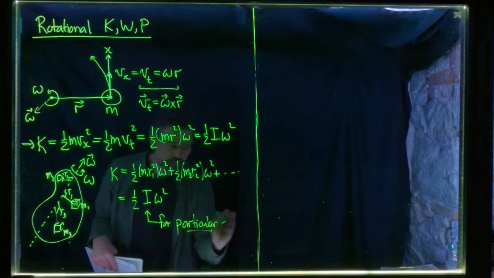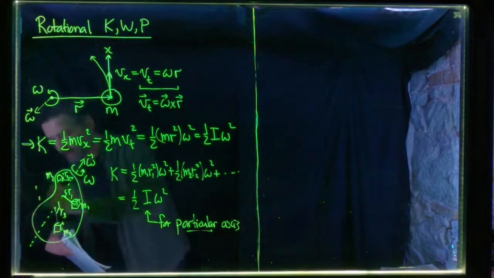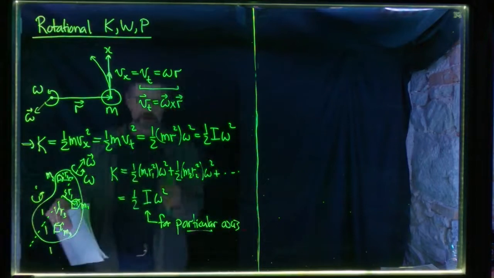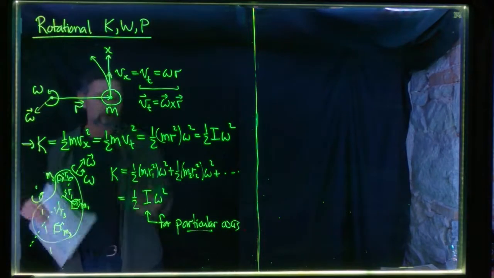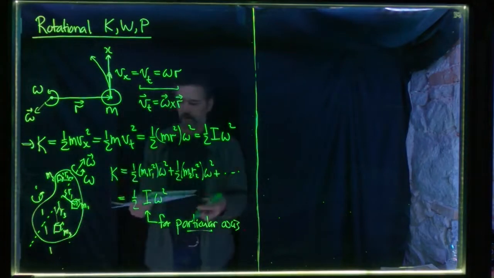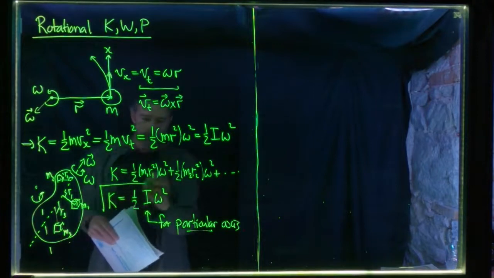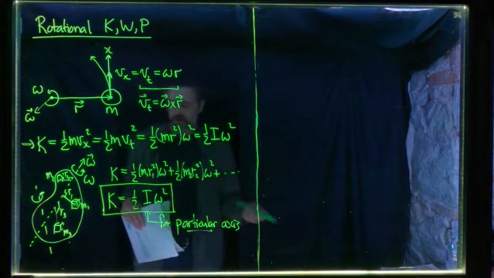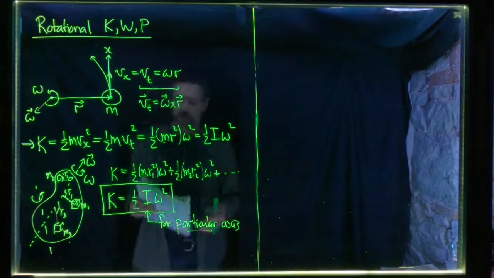Of course, if we take this rigid body and rotate it about a different axis, like this axis over here, then this calculation will be totally different, because you can have the same m's, m1, m2, m3, and so on, but all of the r's will change, and so you'll get a different moment of inertia for rotating about a different axis. And so this is a general formula. The kinetic energy of a rigid body that's rotating with angular velocity omega is 1/2 I omega squared, where I is the moment of inertia for rotation about that particular axis.